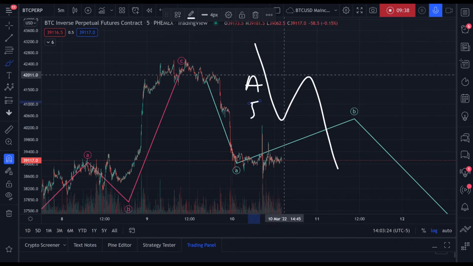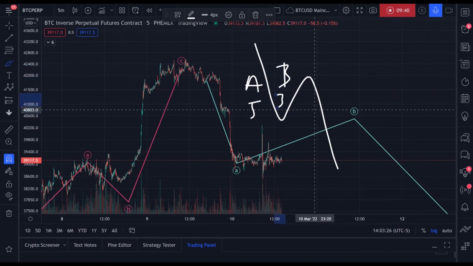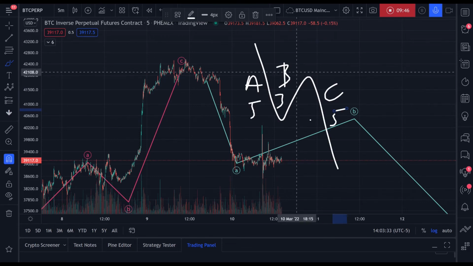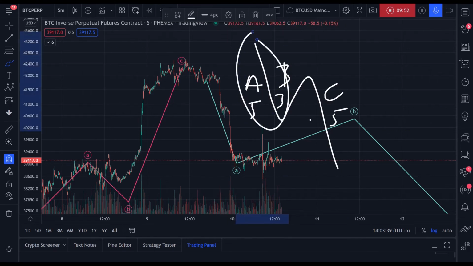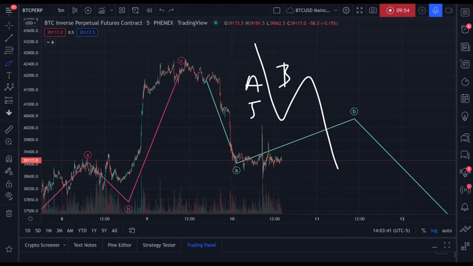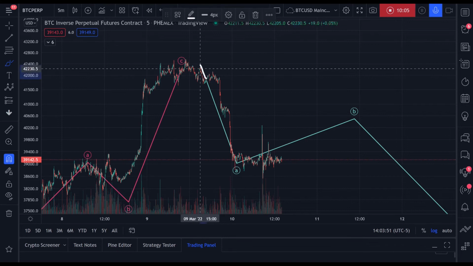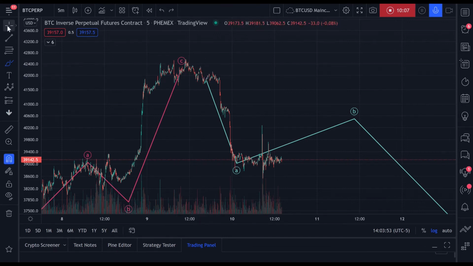A5, B3, C5. Okay. In your ABC zigzag, your B wave retracement retraces to between the 0.5 and the 0.618 of the A wave. So very simply, once I saw that and I identified that, perhaps if it's correct, okay, if it's correctly identified as being 5 waves, right?